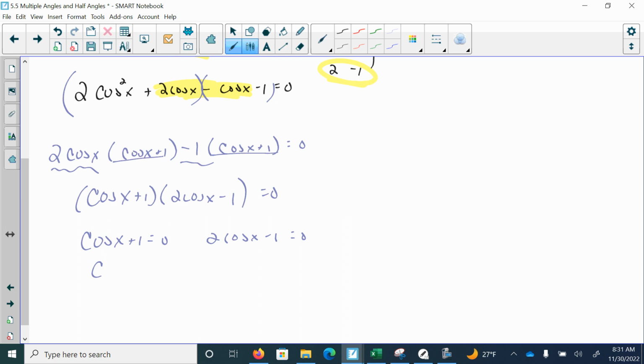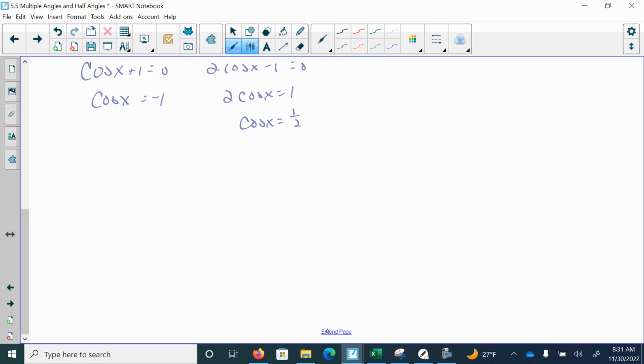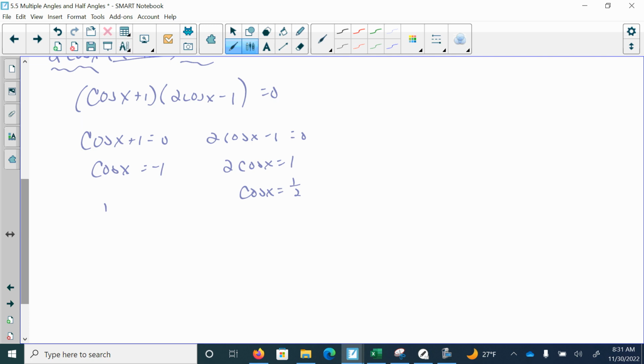So here I'm going to subtract 1 from both sides and get cosine x is equal to -1. Here I'm going to add 1 to both sides and get 2 cosine x is equal to 1. Divide by 2 and I get cosine of x is equal to 1/2. Then I ask myself, when is the cosine equal to -1? This is when I need to know my unit circle, and that's going to happen at pi. And then I ask myself, when is the cosine equal to 1/2, or when is the x value equal to 1/2?